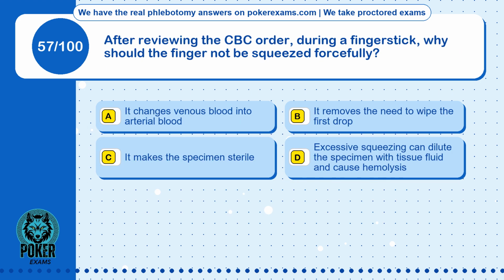Question 57. After reviewing the CBC order, during a finger stick, why should the finger not be squeezed forcefully? Option A. It changes venous blood into arterial blood. Option B. It removes the need to wipe the first drop. Option C. It makes the specimen sterile. Option D. Excessive squeezing can dilute the specimen with tissue fluid and cause hemolysis.